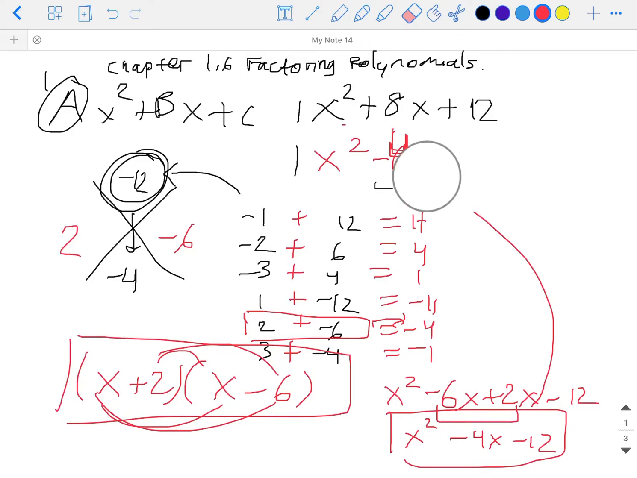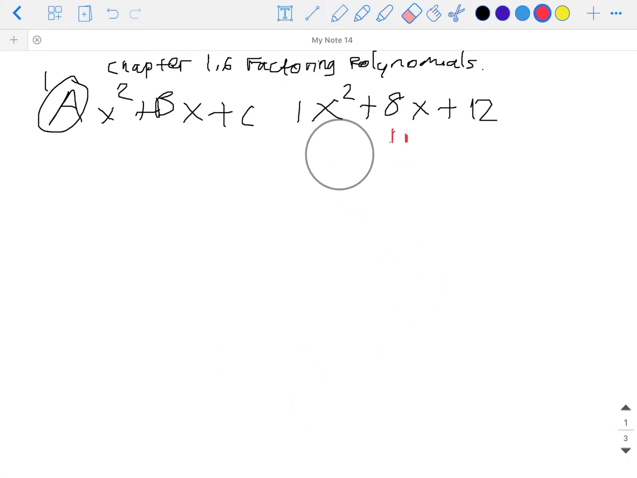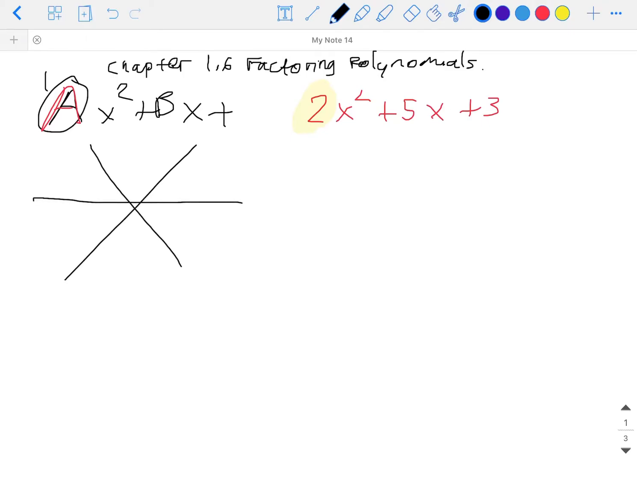Now we're going to segue, because what we've been doing are polynomials that involve 1 as the leading coefficient. But what if a was a different number? That's where we're going to use a little bit more of a complex method, the Chrysalis method. So I'm going to work on this: 2x squared plus 5x plus 3. The 2 in front, the leading coefficient, should be a red flag that you must use a little bit more of a complex algorithm to find its factored polynomial version.